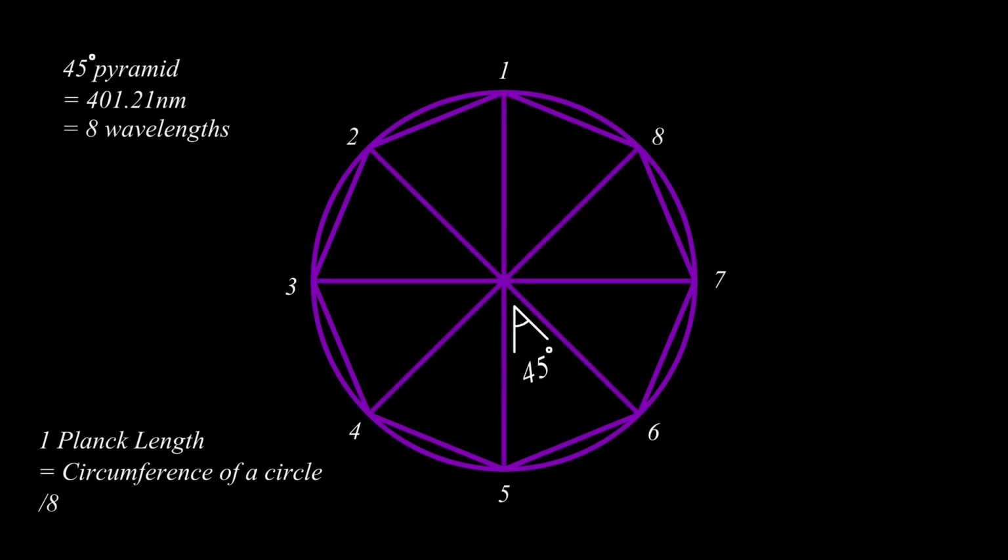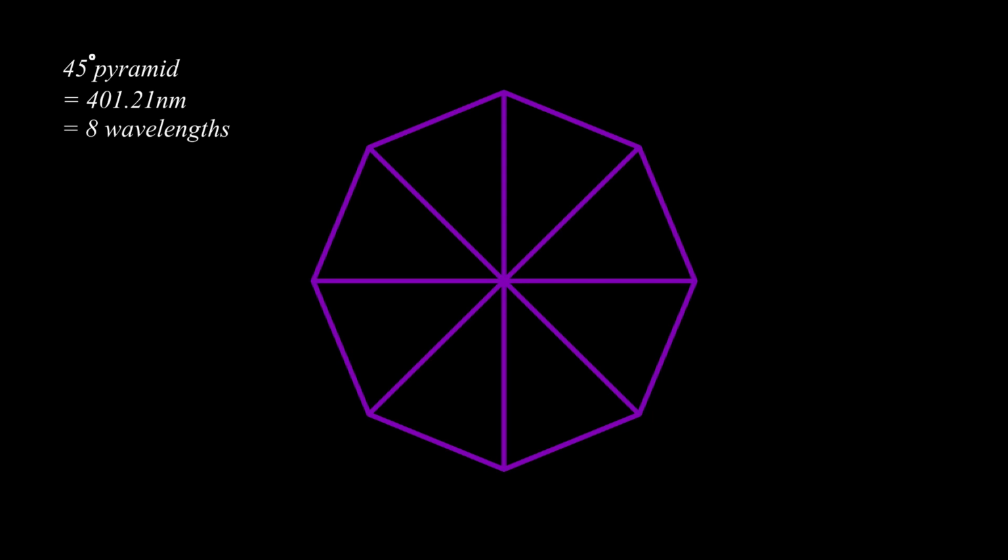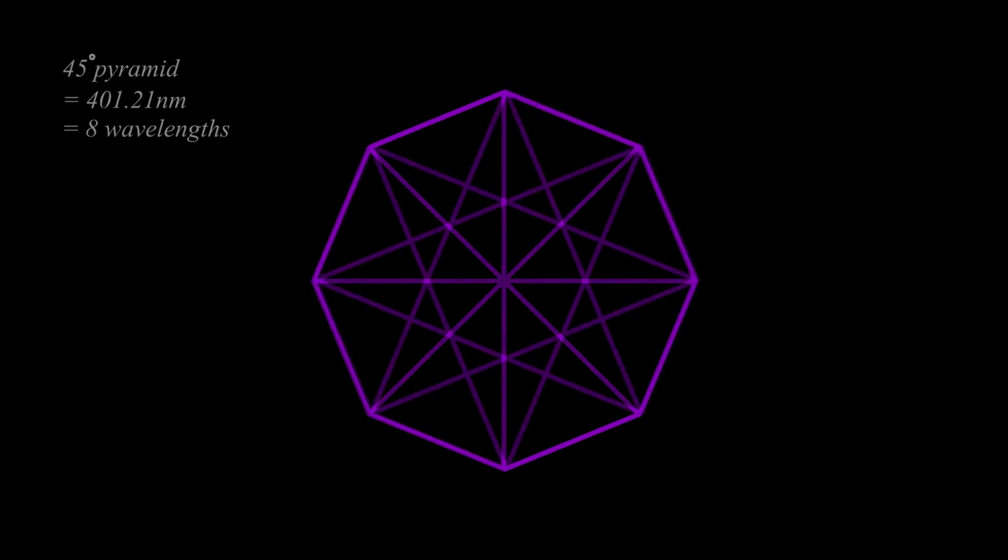And then we have the stacking from that outline around the circle to extract the true wave number that must exist inside the pyramid. And so this generates, as you can see, a 45-degree pyramid of 401.21 nanometers, which is an 8-wavelength system, because that's how many pyramids stack together around one revolution of a circle. 1 Planck length being the circumference of a circle divided by 8 equals all of these values. And then moving on to just the stacking of the pyramids and the polygon that's generated around the outside. And again, the polygon reversed back to the geometry without the circumference of the circle.